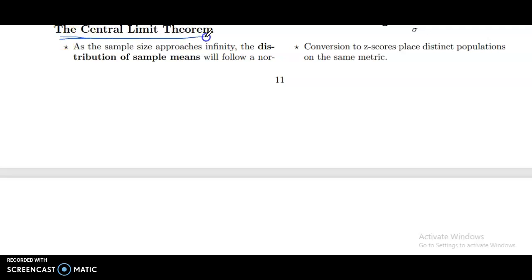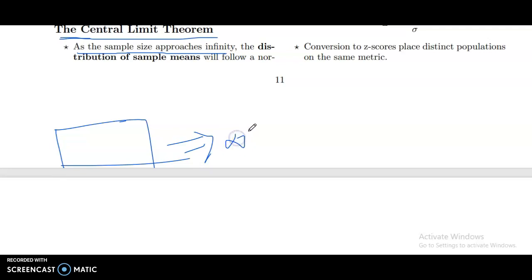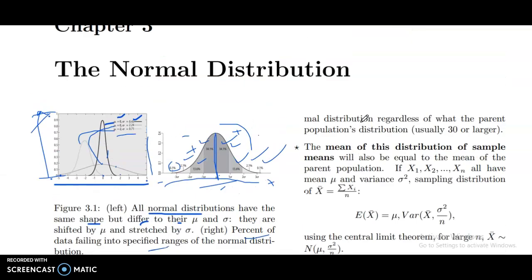The central limit theorem. As the sample size approaches infinity, the distribution of sample means will follow a normal distribution regardless of what the parent population distribution is, usually with a sample size of 30 or larger.